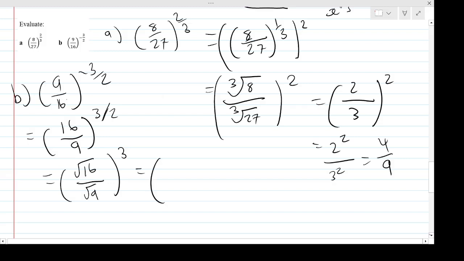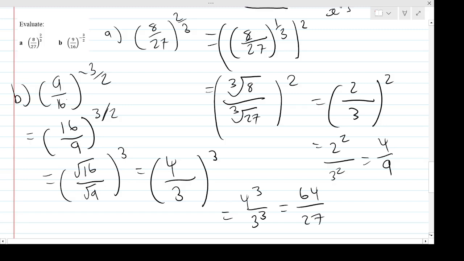So root 16 is going to be 4, and root 9 is 3, and then we're going to be cubing. And again, that's going to be 4 cubed over 3 cubed. Well, then we can just simply evaluate that. 4 times 4 times 4 is going to be 64, and 3 times 3 times 3 is 27. And that is the fully evaluated version, okay?